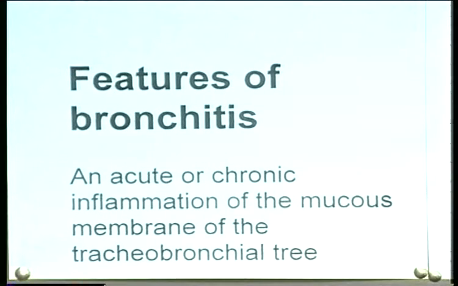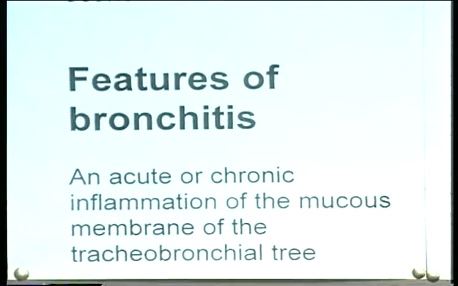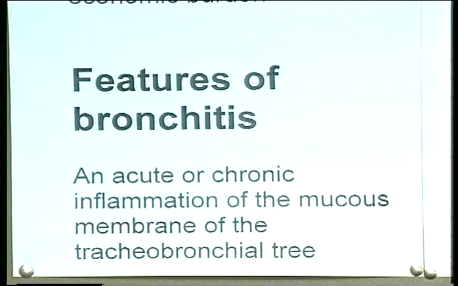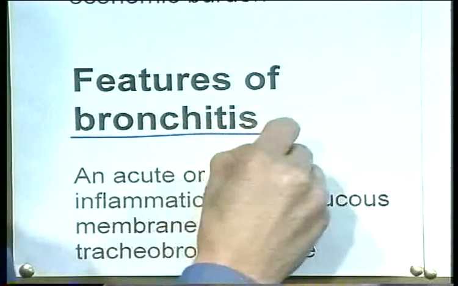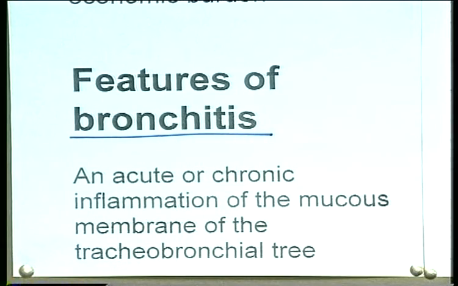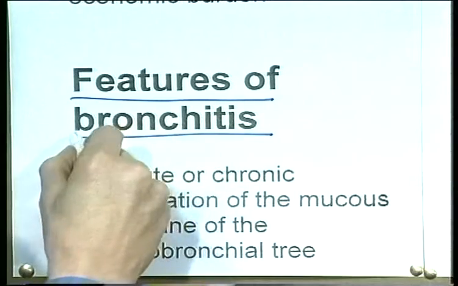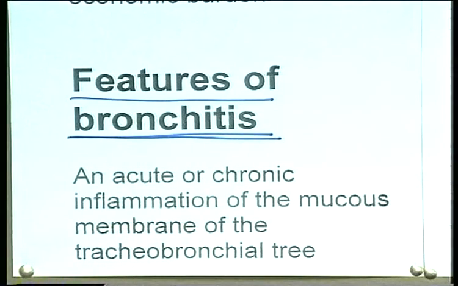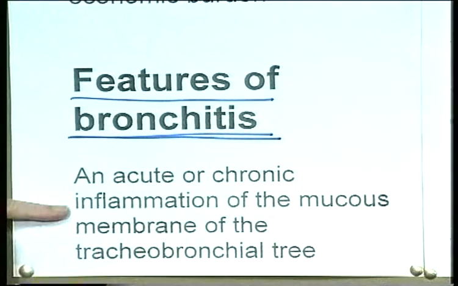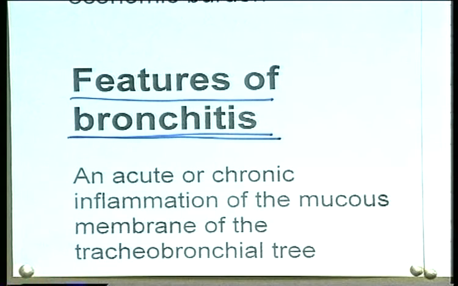Well, bronchitis, an acute or chronic inflammation of the mucous membrane of the tracheobronchial tree. In other words, it can affect all of the bronchial tree. So thinking about bronchitis now specifically, let's just get this clear. We're talking about bronchitis particularly. We're not talking about the features of emphysema very much. So features of bronchitis. We'll come on and look at the features of emphysema later on. So bronchitis, an acute or chronic inflammation of the mucous membrane of the tracheobronchial tree. And as we've said very often, this becomes chronic to give chronic bronchitis.